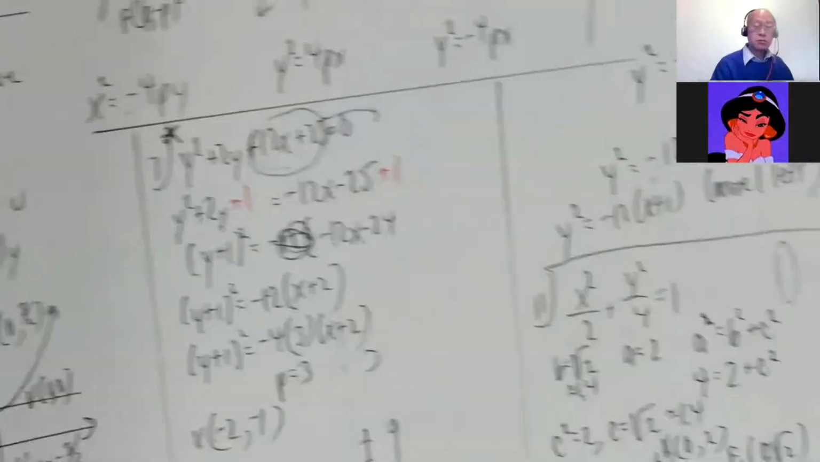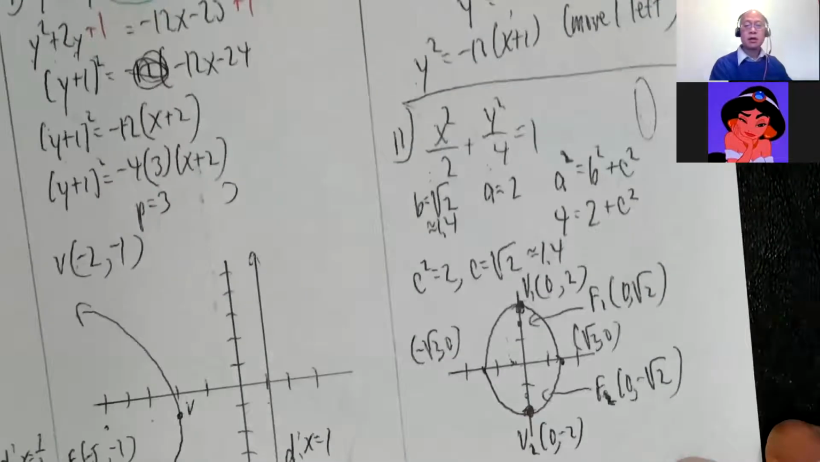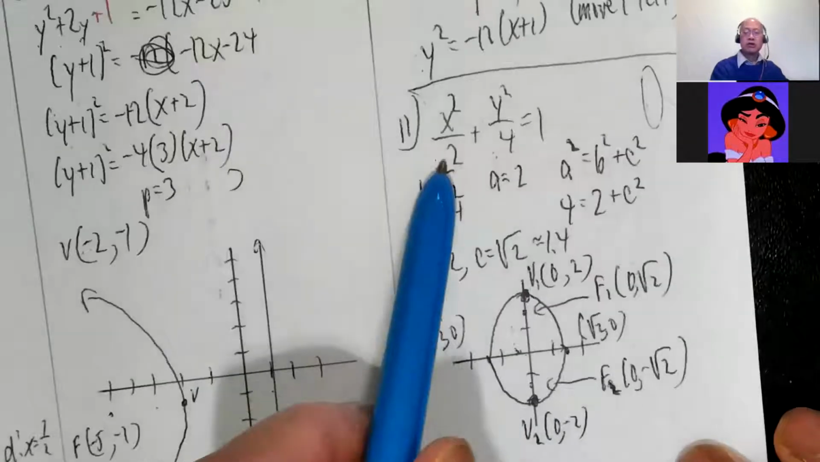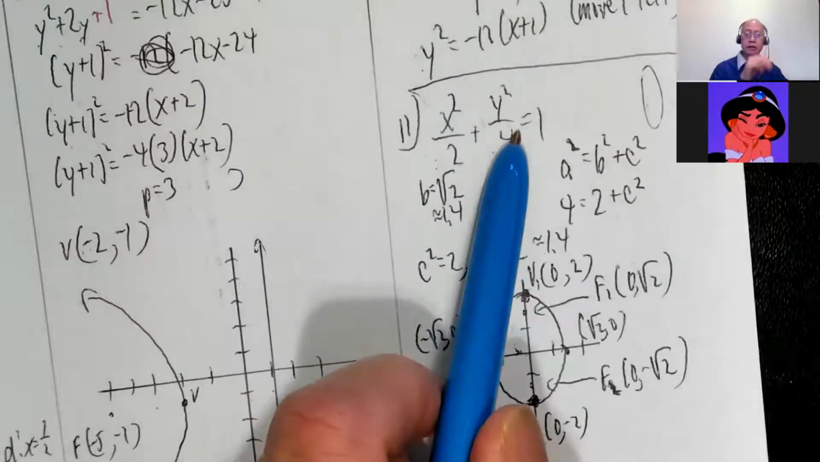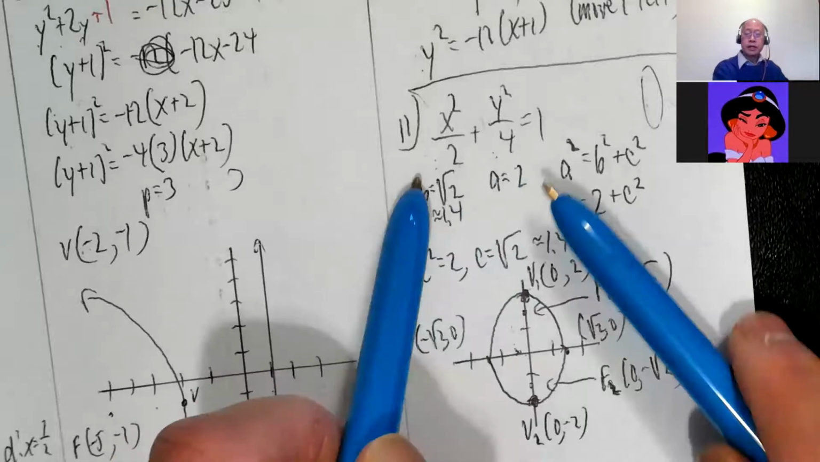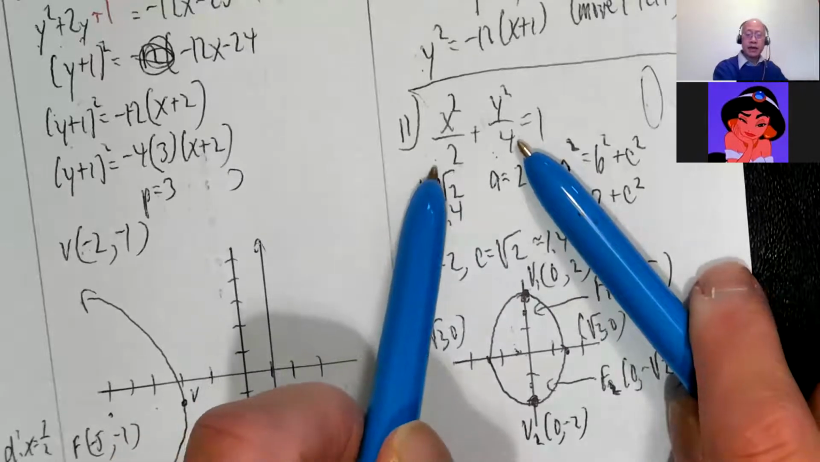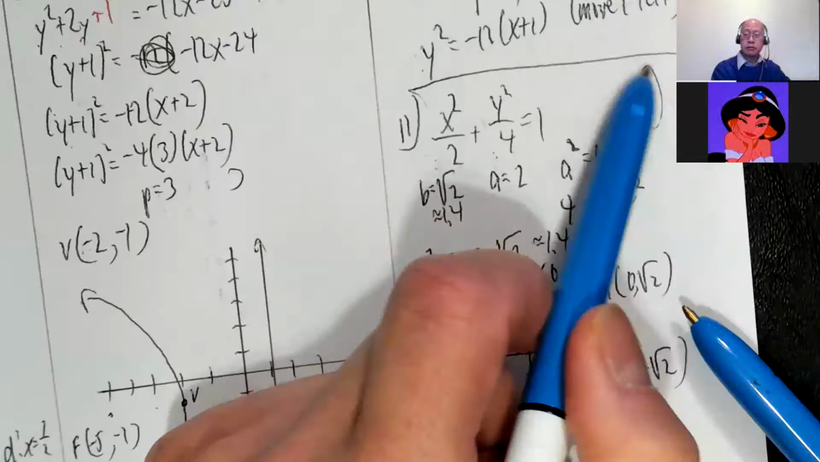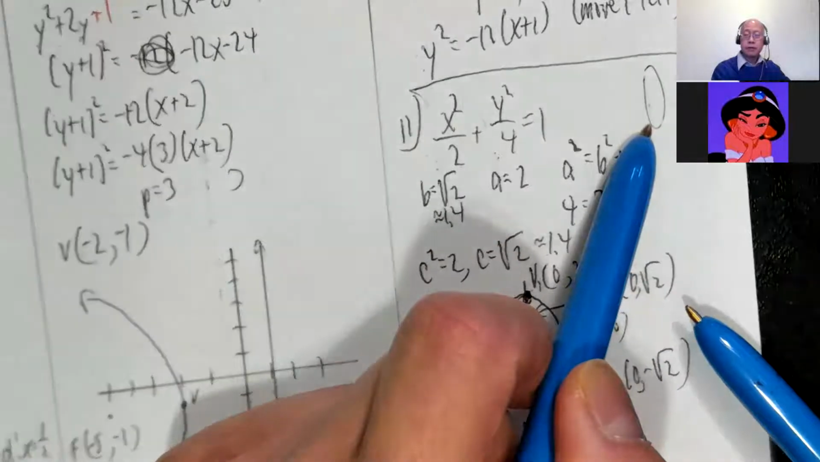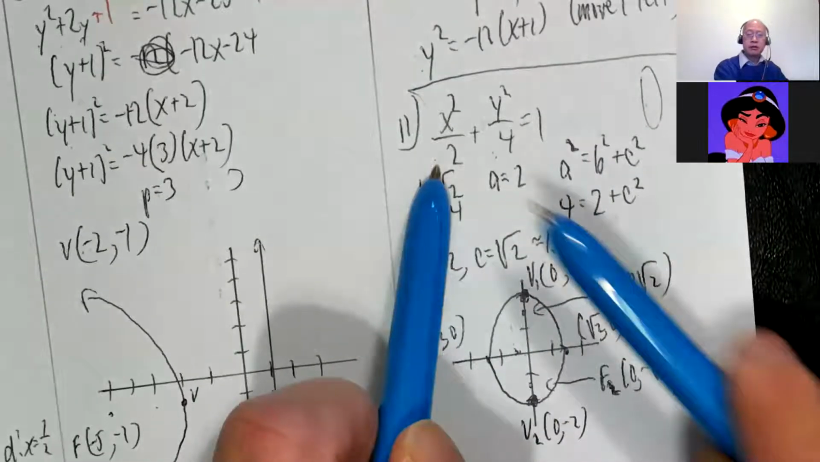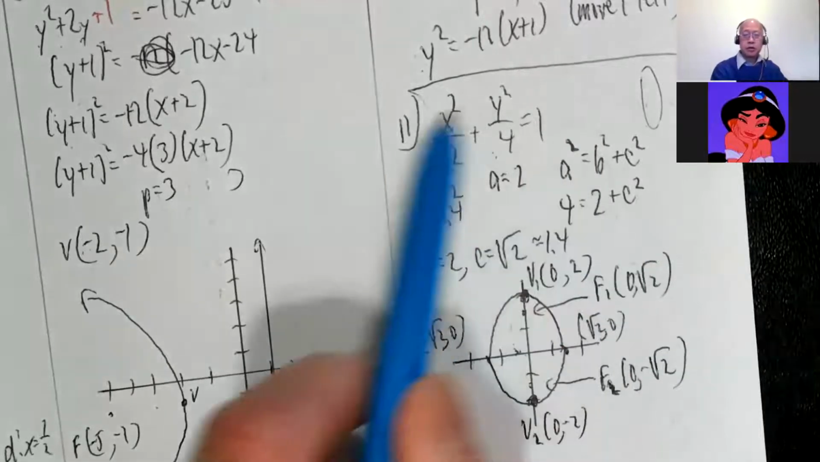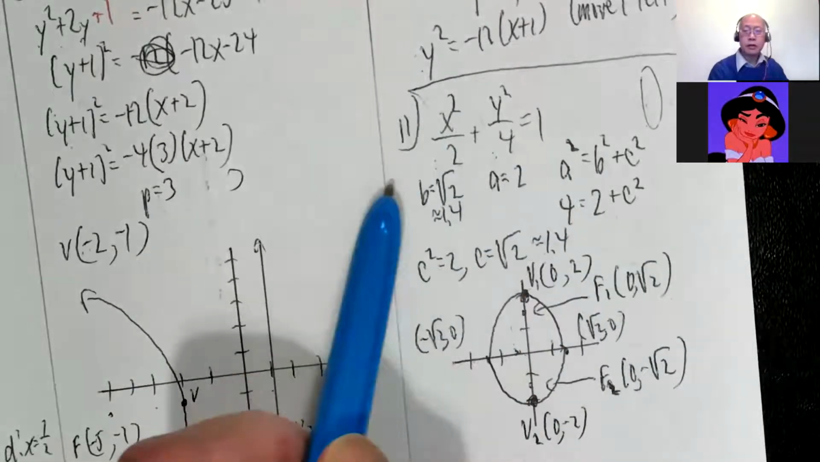Okay, so let me try to start some ellipse problems. Problem 11. X squared over 2 plus y squared over 4 equals 1. Okay, the number under the y is bigger than the number under the x. That tells me it's bulging this direction. If the number under the x is bigger than the number under the y, it's bulging horizontally. And I'll show you examples of that.